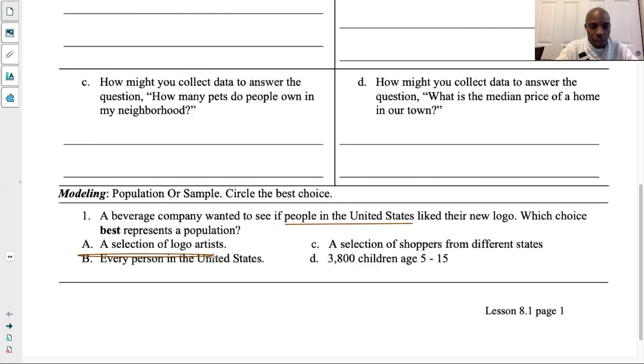So what you're going to do, ladies and gentlemen, is you're going to do just like I did, right? You're going to read it and you're going to pick the best one. That not only going to represent population.